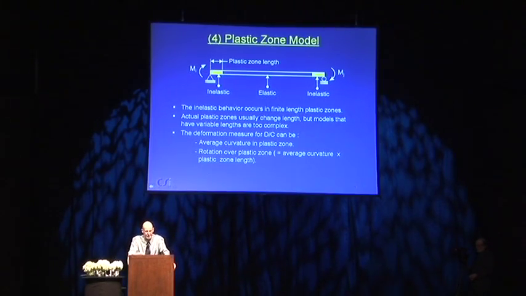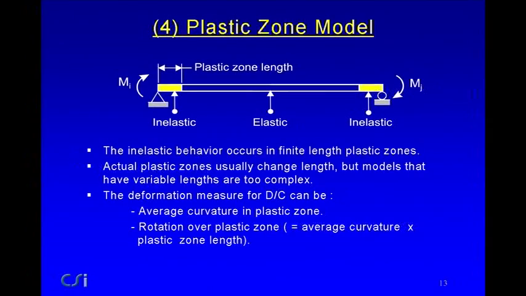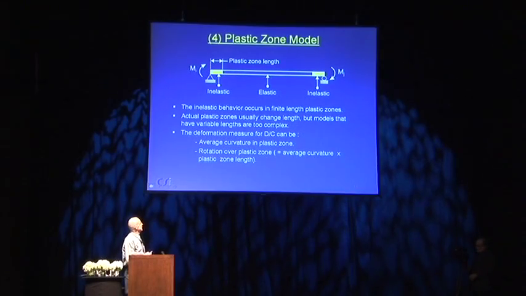The fourth model is a plastic zone model. And instead of assuming a zero-length plastic hinge, we now have at each end a finite length plastic zone, but with an elastic beam in between. So the inelastic behavior now occurs within finite length plastic zones at the ends of the beam.